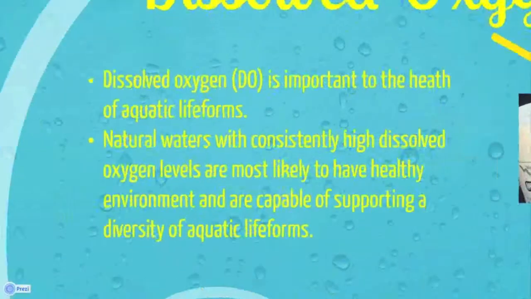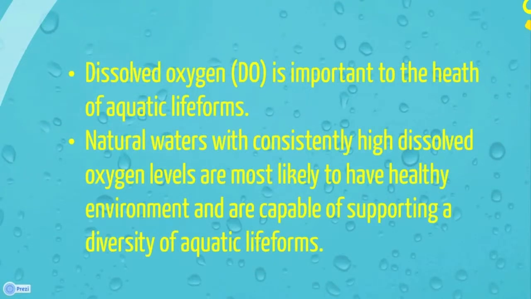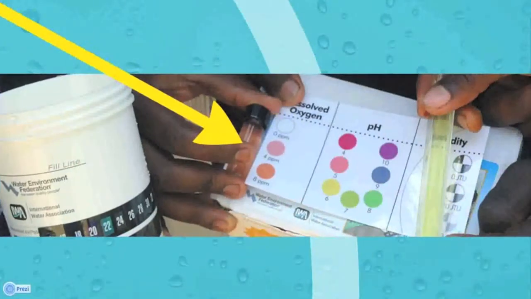Now we'll tell you about DO and why it's important. Dissolved oxygen is important to the health of aquatic life forms. Natural waters with consistently high dissolved oxygen levels are most likely to have a healthy environment and are capable of supporting a diversity of aquatic life forms. That's the section of the chart that you will be comparing.